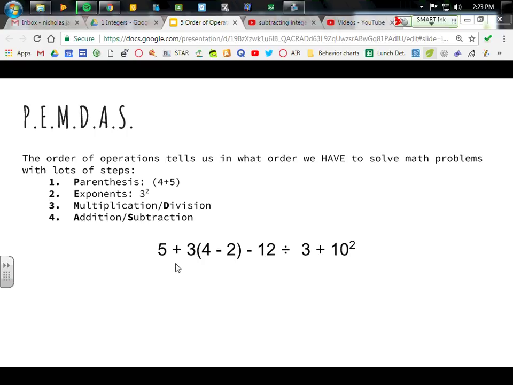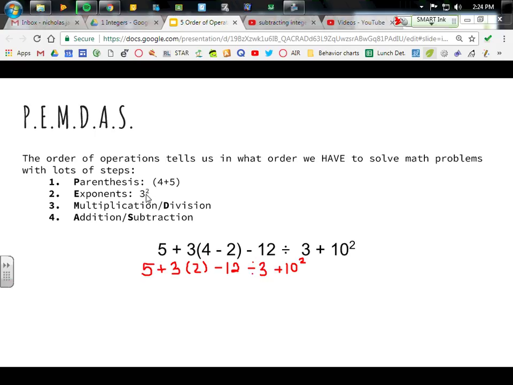So it's always best, and people don't like to do this because it's a lot of work and so labor intensive that we might just die, but let's rewrite our problem after we solve parentheses. So 4 minus 2 is going to be 2. I'm going to rewrite my entire problem with that piece of it being solved. My problem is now 5 plus 3 times 2 minus 12 divided by 3 plus 10 squared. Now I'm done with all my parentheses. I've got no more. So I move on to exponents.